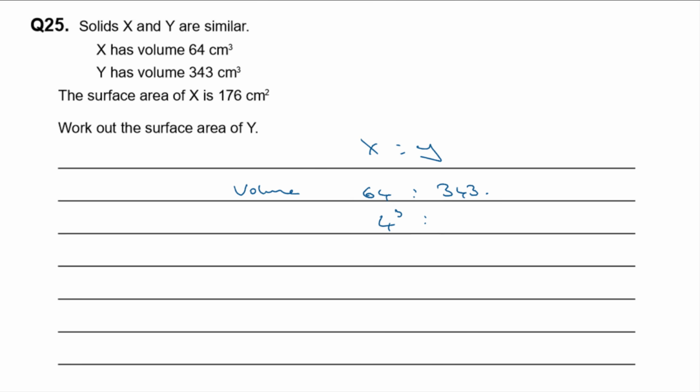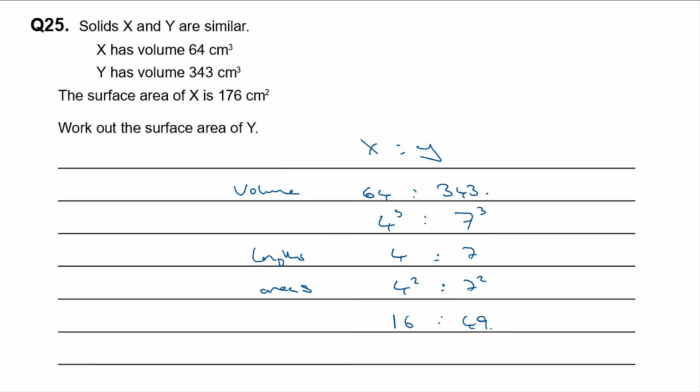That's 4 cubed. And then the cube root of 343, what's that then? Cube root 343, that's 7. So I've got 4 cubed to 7 cubed. Okay, that means the ratio of their lengths is going to be 4 to 7, and the ratio of their areas, including surface areas, is going to be 4 squared to 7 squared, which is 16 to 49.